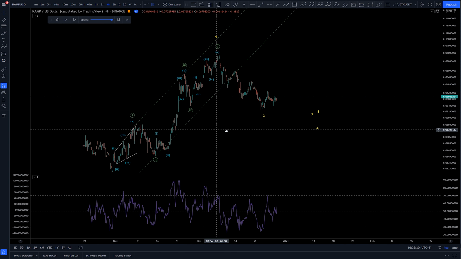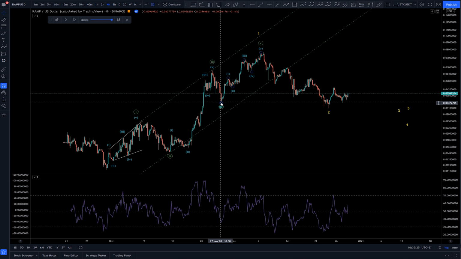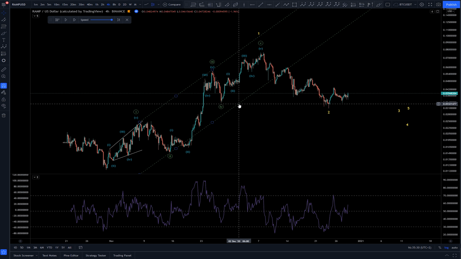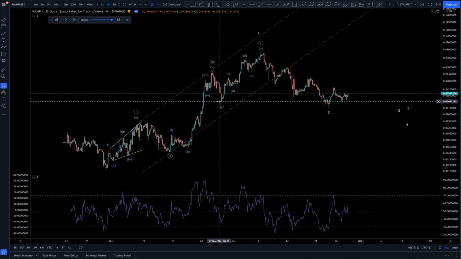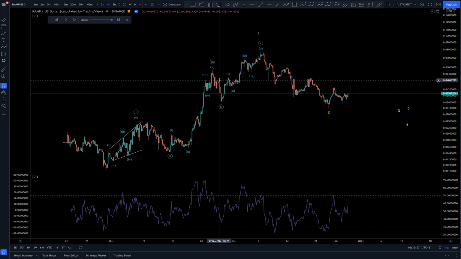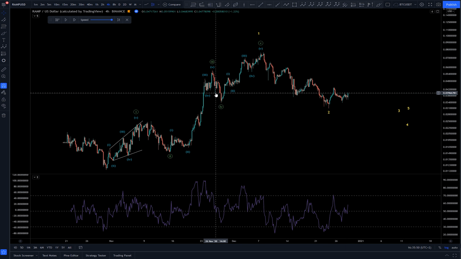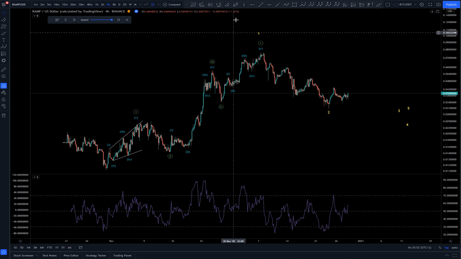Usually it breaks the channel, but it is not needed, and as this came already to 38.2 and it's not even close to this channel, I wouldn't expect it to go further. Again, if you go to a smaller time frame, you would probably need to see a divergence on the C wave, so A would be here, B and C. That would need a smaller time frame.